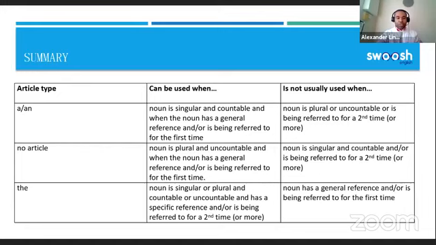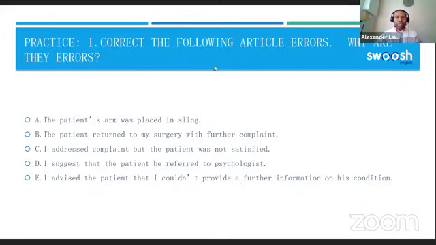Okay, so a little bit of practice then. You'll see on the screen that we've got five examples where there are mistakes. All of these sentences contain errors, so what I want you to do is to identify what the error is in each of these examples.